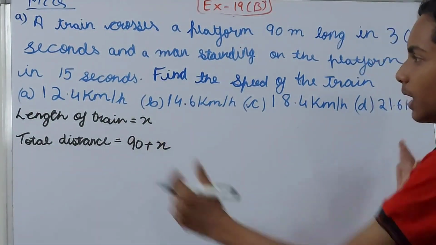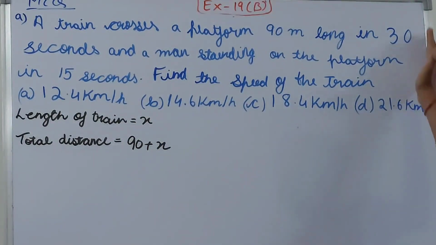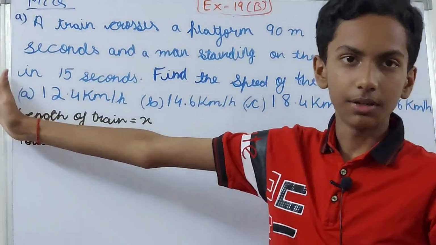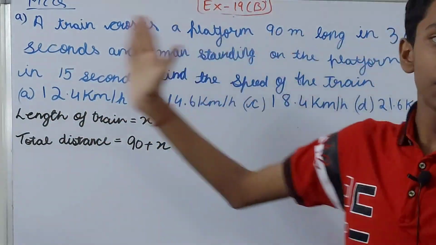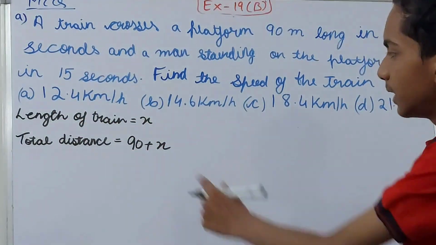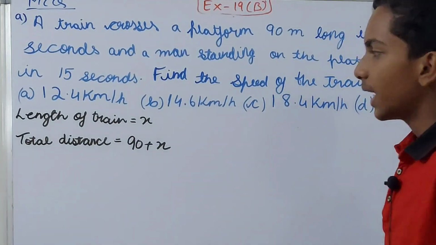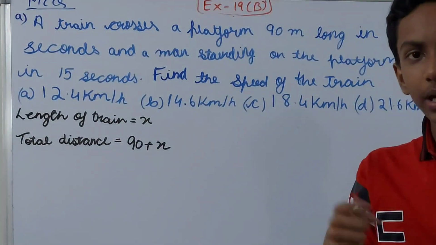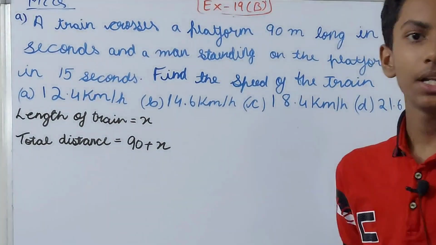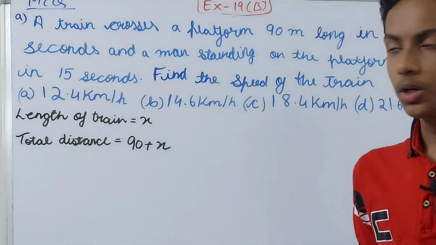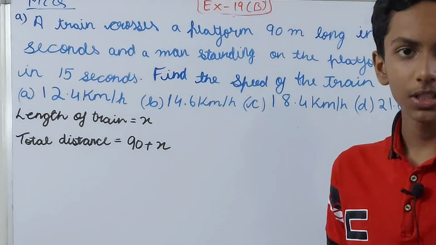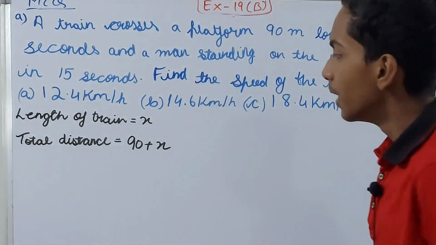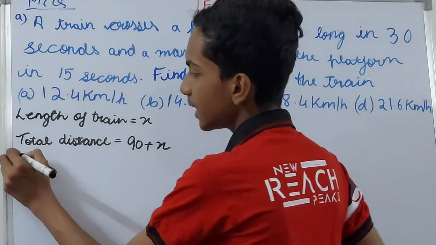Suppose this is my board, so from here the train begins and it comes all the way till here. This much is the distance it is traveling, but its own length is also being traveled. That is why over here it is 90 plus x. But this will not be the case when the train is crossing the man, but we'll come to that later. First of all, we'll solve this one only when it is crossing the platform. So total distance is 90 plus x.